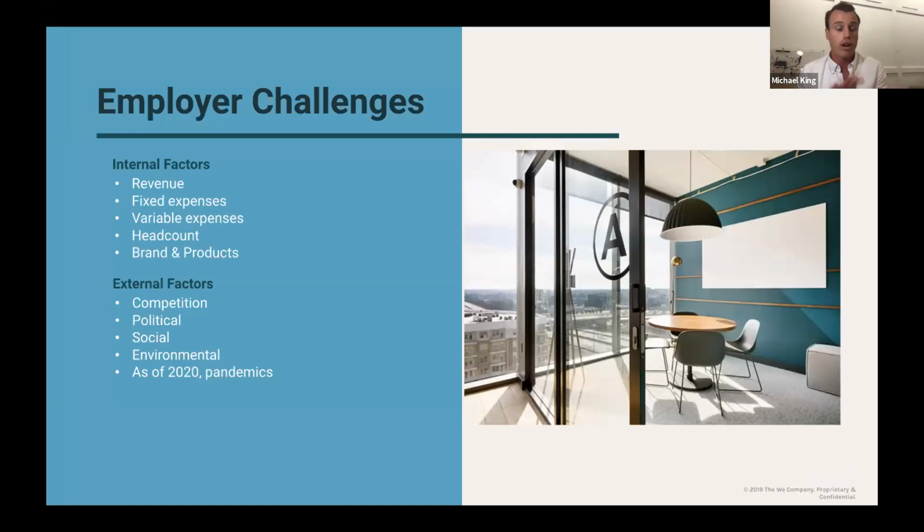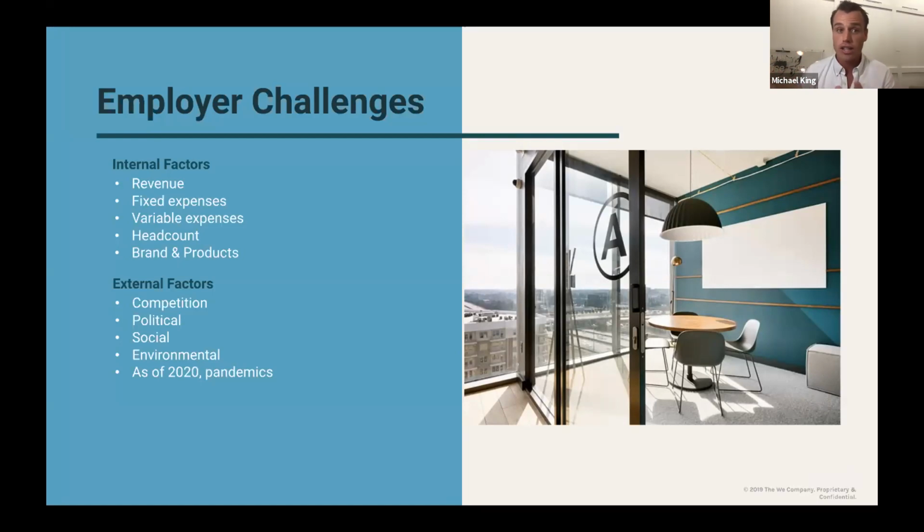We're talking about revenue forecasts, fixed expenses as a proportion of the total company's expenses, what the variable expenses are doing, what their headcount projections are, and how the brand and products and services of the business may have changed given everything that's happened in 2020. And no doubt that there has been a lot of change.